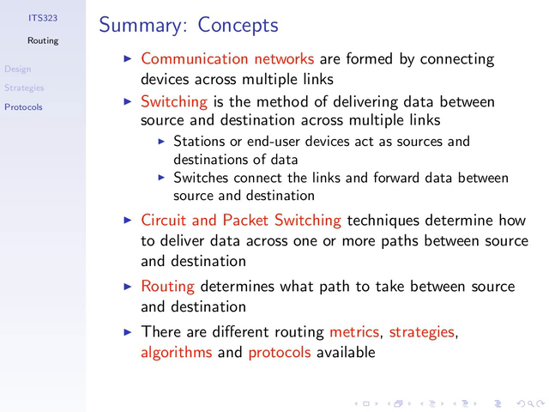So that's about getting the data from source to destination. Routing is about determining the best path from source to destination. So we usually treat them separately, although they're both needed to achieve our end goal. And as we just said, there are different types of metrics, different strategies, different algorithms, different protocols available for use. And normally it's up to the organisation that runs the network to choose what they want.